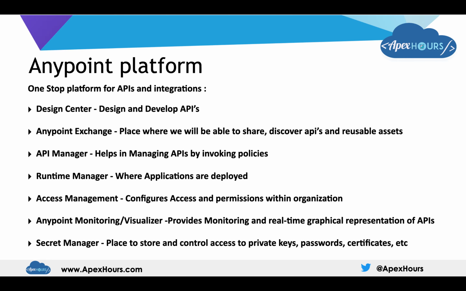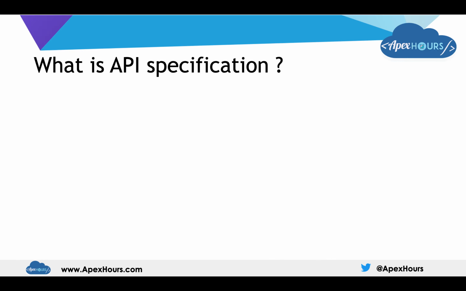Runtime Manager is the place where you deploy your applications. In Access Management, you can configure your access permissions within the organization. Anypoint Monitoring or Visualizer provides monitoring and real-time graphical representation of APIs, more of statistics. Then Secrets Manager is a place to store and control access to private keys, passwords, certificates, etc. So this is just a quick recap of Anypoint Platform.